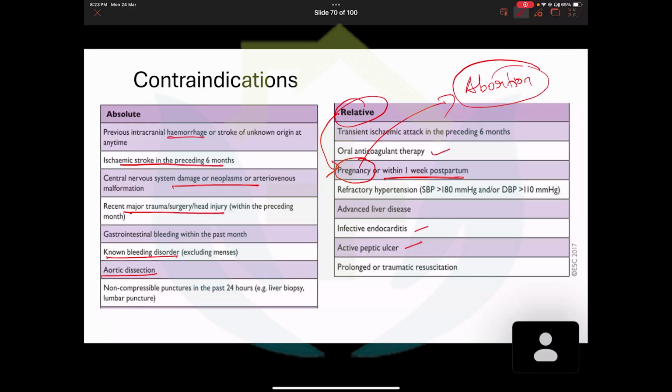Active peptic ulcer, also infective endocarditis, I think it's common sense. These are relative contraindications all. These are the ones which are actually asked in an exam. The ICH, central nervous system things, gastrointestinal bleeding, and aortic dissection is very, very important. Aortic dissection is an absolute contraindication.